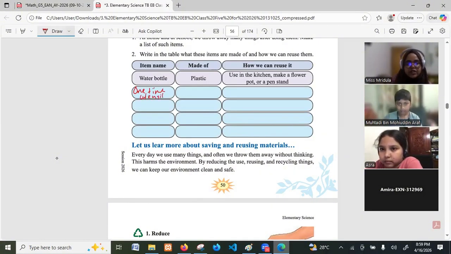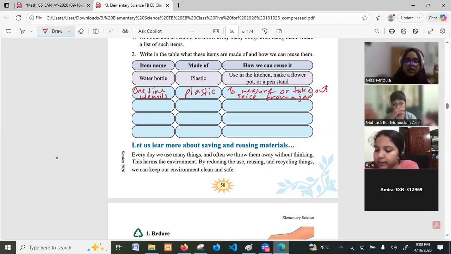Utensils means the things that we are using, like a plate, a one-time plastic glass, the fork that she has talked about, okay? And they are also made out of plastic. So what else can we use these one-time things for? To take spices from a jar. Yes, we can use it to measure or take out spices.